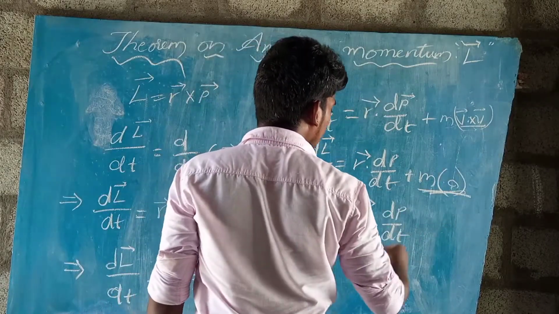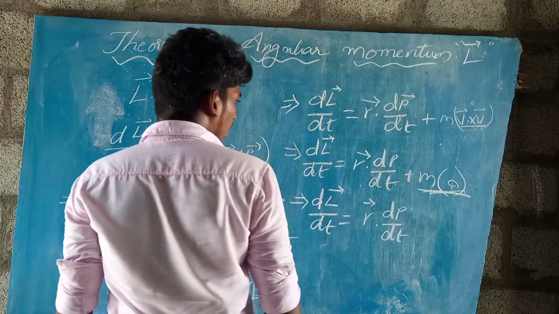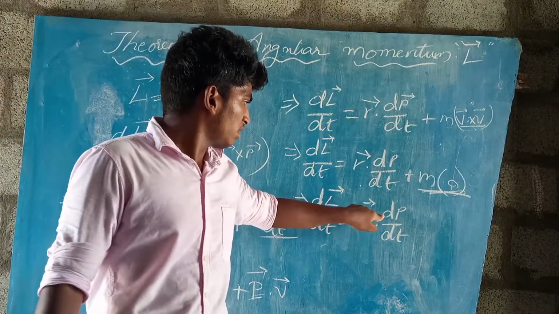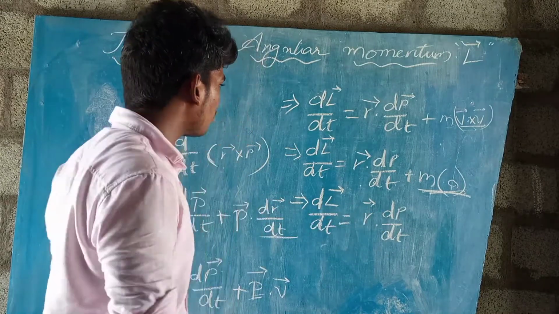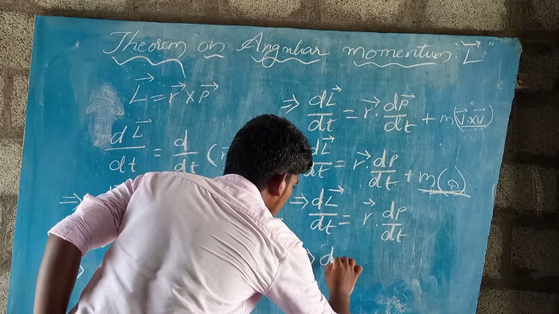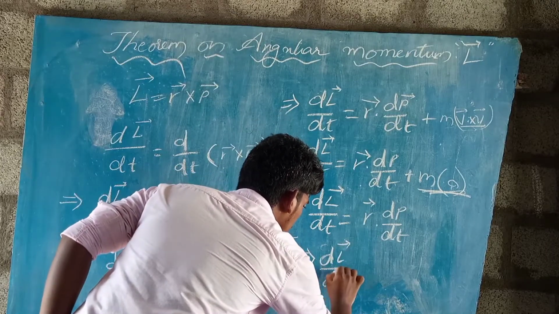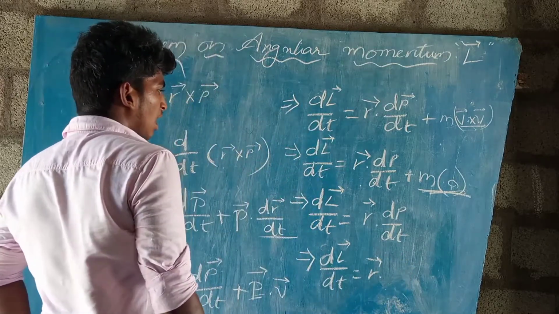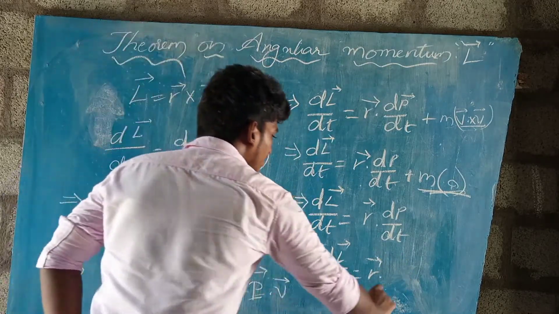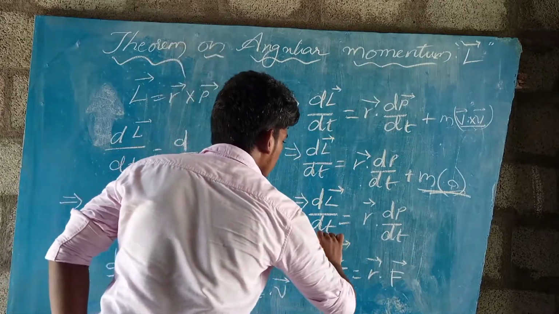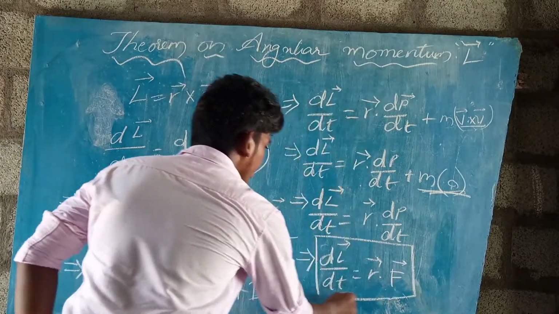According to Newton's second law, the rate of change of momentum is equal to the net force acting on a particle. From that equation, dp by dt can also be written as force. Hence proved.